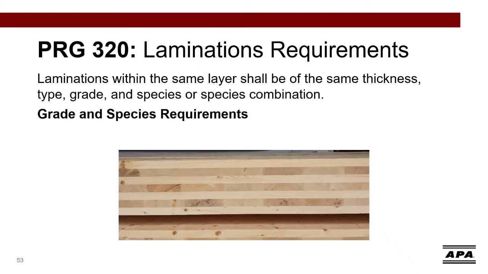Now that we have reviewed some CLT terminology, I'm going to start with the CLT material component requirements, which are the individual laminations and the adhesive used to put those laminations together. There are many lamination requirements in PRG 320, including grade, size, moisture content, face bonding surfaces, and gaps between laminations.